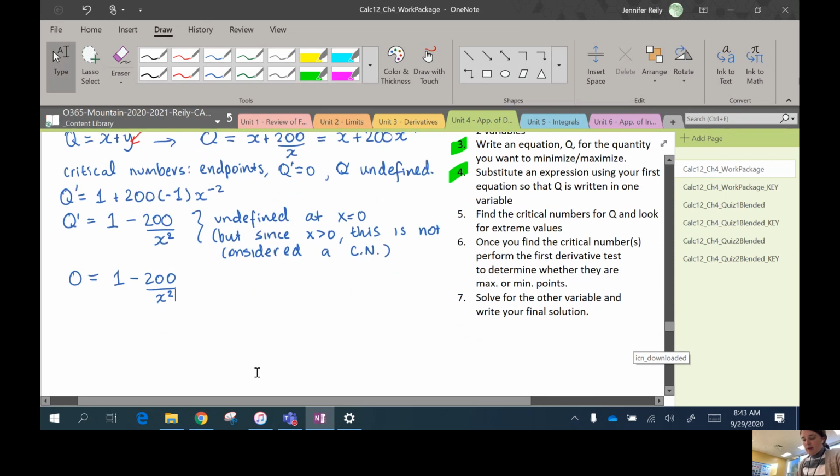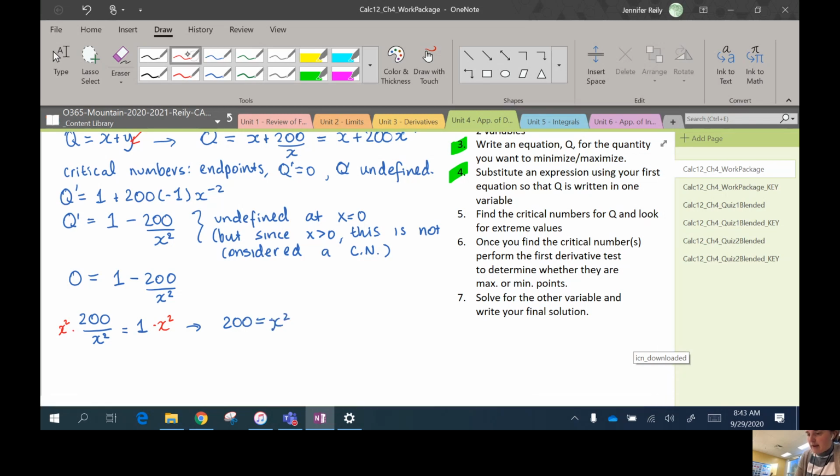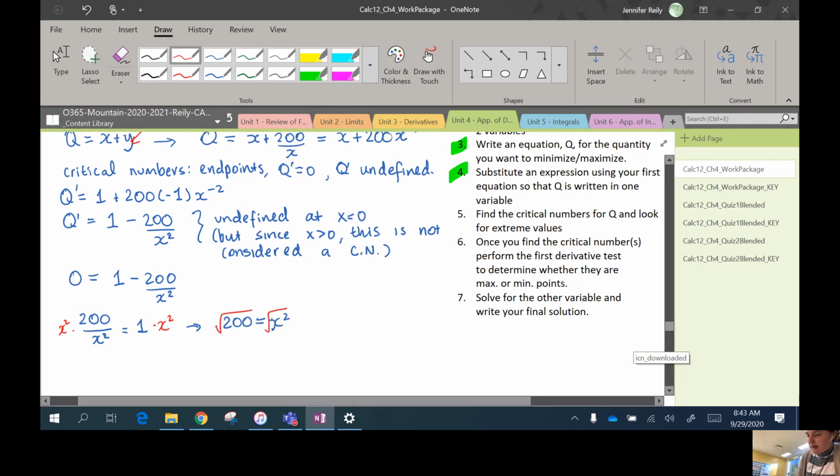And I'll move the 200 over x squared to the other side. Multiply both sides by x squared. We get 200 equals x squared. And then take the square root. So you do actually get two critical numbers here, plus or minus root 200. Remember, when you take the square root, you need the plus or minus version.